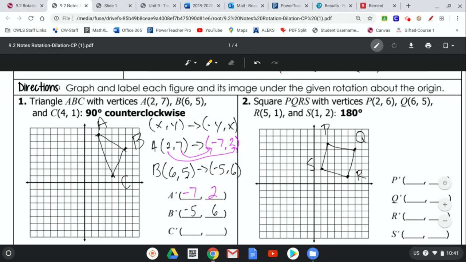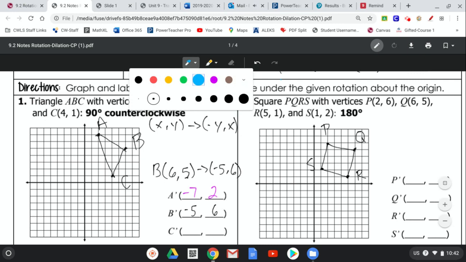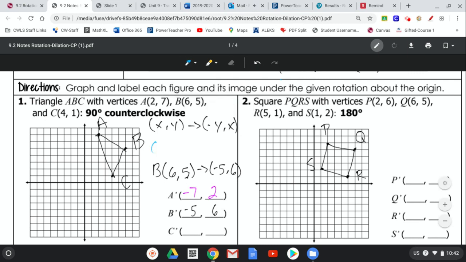All right. Then the last one is C. So I'm going to erase some of this. All right. So the last coordinate we have was C. So C was at 4, 1. So what happens is that 1 comes to the first position, it becomes negative, and then 4 comes to the second position. All right, so it becomes negative 1, 4. Okay, so negative 1, 4.